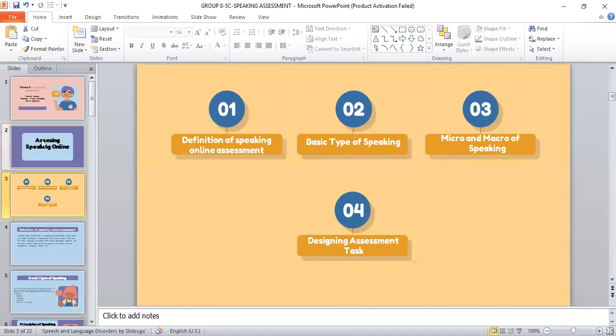In assessing speaking online, there are some topics to be discussed. The first one is the definition of speaking online assessment. The second is basic types of speaking. The third is micro and macro skills of speaking. And the fourth is designing assessment tasks.